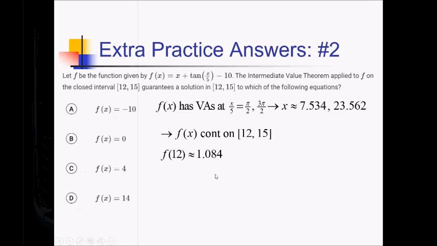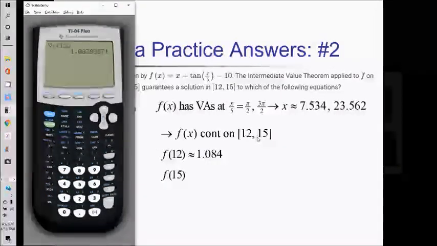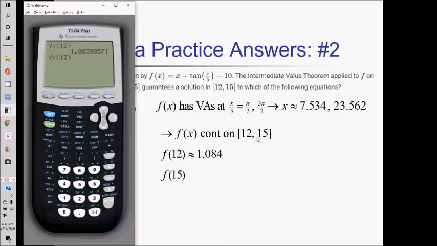And now we also have to find f of 15. So let me just go back on the calculator, yank that input from before, and let me replace that 2 with a 5. So now we're doing f of 15 here, which is going to come out to about 4.857.